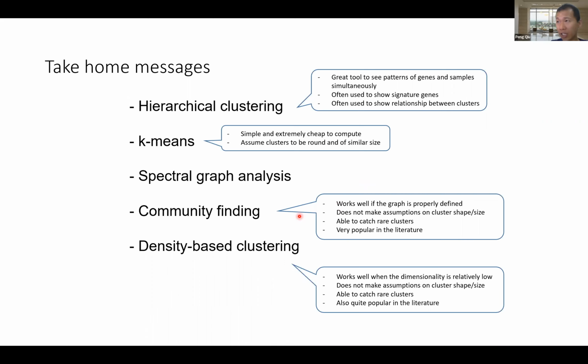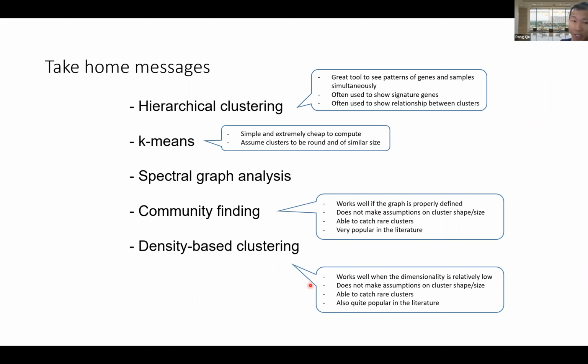So community finding works really well if the graph, the weights we construct, are properly defined. And also community finding does not make any assumption of the shape of clusters. So in that sense it is better than k-means. It is also more able to catch rare clusters, and it is very popular in the single cell literature, Louvain or Leiden, for example. Also, even when the dimensionality of your data is high, community finding usually still works okay, again depending on how you define the graph and the weights.